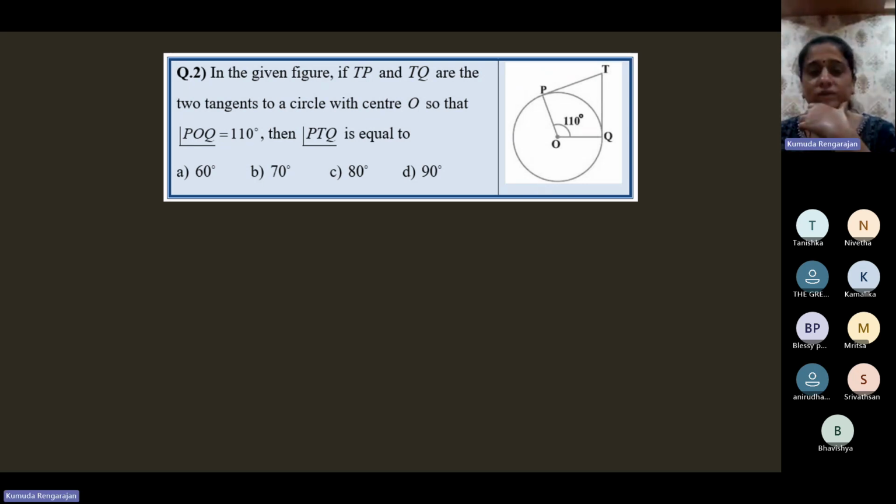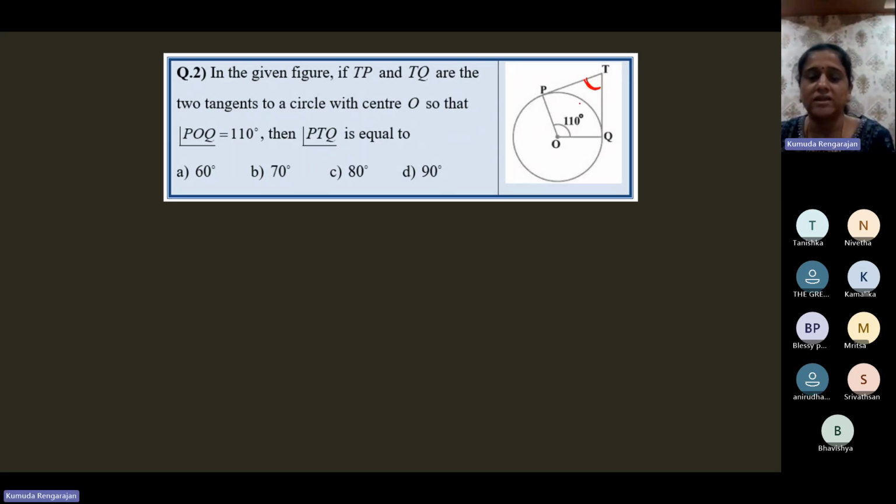So here in this figure, TP and TQ, you can see T is the external point. TP and TQ are two tangents to a circle with center O. So that angle POQ is 110 degrees. Then angle PTQ, this angle, is equal to what?